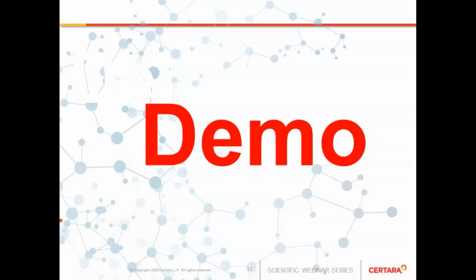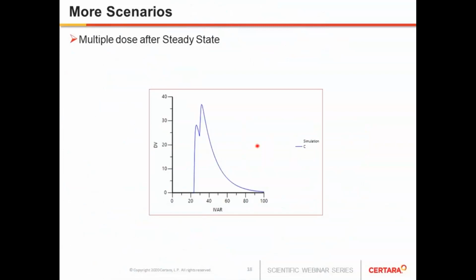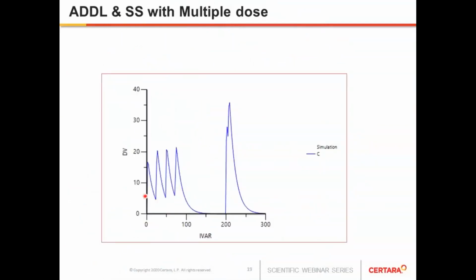So moving forward, additional things we could do is, you can add multiple doses after steady state. So in this case, I can add a dose at 6 hours. As you can see, the peak is going up. These options can be done as well. And if you want to combine this with additional ADDL, that option can be done when doing these kinds of options.